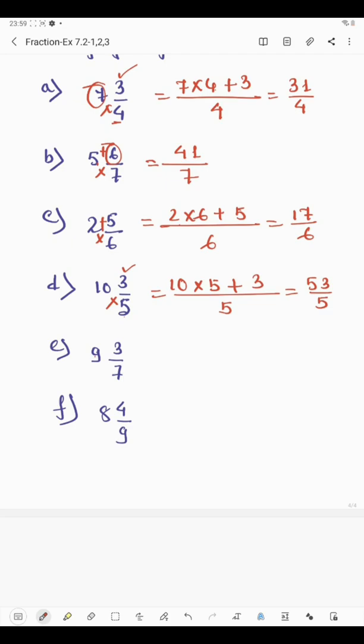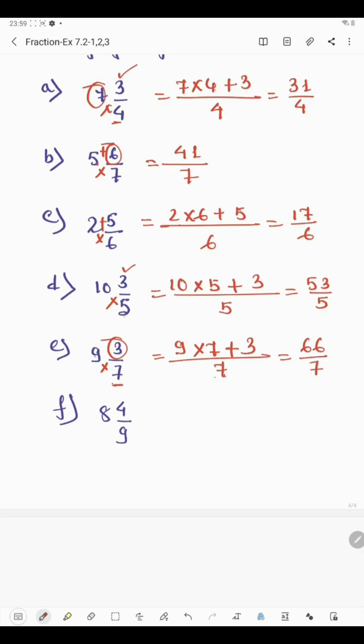Now in the E part we have 9 3 by 7. So again we will multiply the whole number with the denominator. The whole number is 9 here. So 9 multiplied by 7, which is the denominator here, plus the numerator, divided by the denominator. The denominator will remain the same. See, 7 is here. So 7 we will write here. Okay, 7 9s are 63. Now 63 plus 3 is 66 by 7.